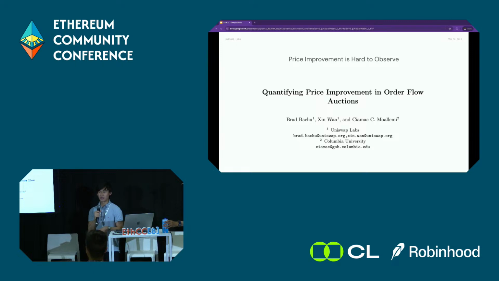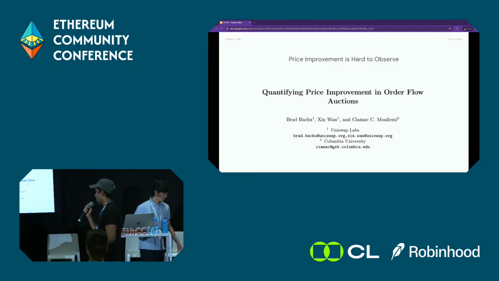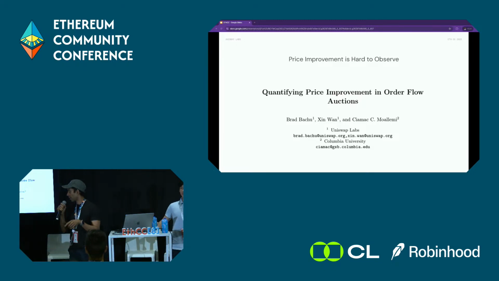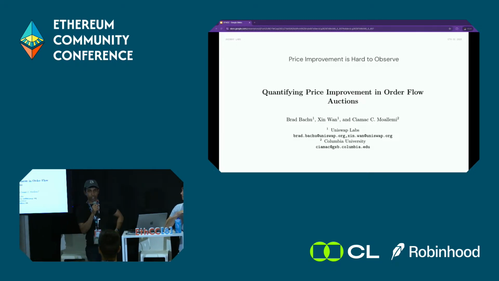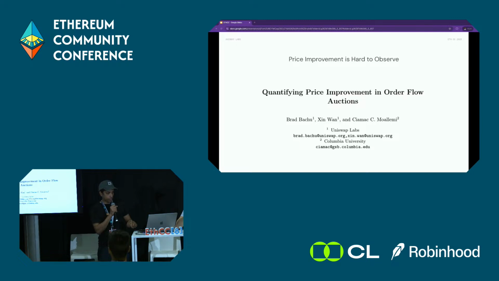But price improvement is very hard to observe, and Brad has written a paper about this, so I'll let him discuss. Okay, thanks, Alan. So yeah, this paper was with Shin, who's in the back, and Sia Mack, who is a professor at Columbia University. Okay, so as Alan said, in this paper, we measured price improvement.